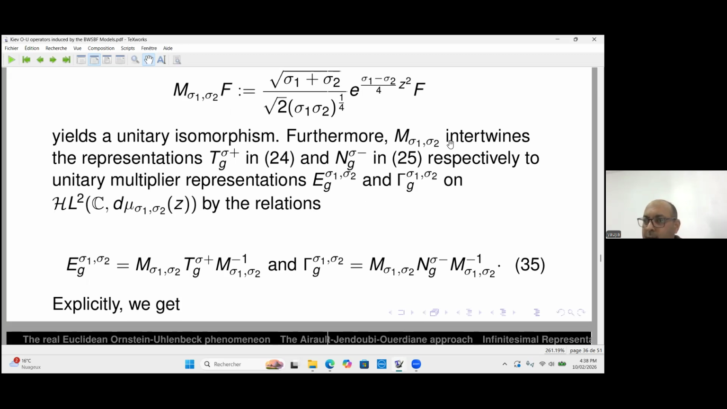And this intertwining property is given in equation 35 in this sense. We construct a new representation, Ej sigma 1 sigma 2, which is M composed with Tj composed with M minus 1. And Ej is called an equivalent representation related to Tj. The same thing we do with Nj for negative values of sigma, and we obtain a gamma j. Explicitly here, we obtain the following representation.